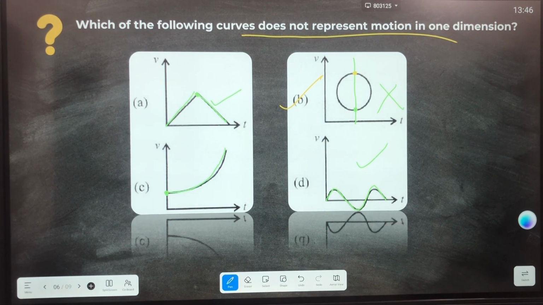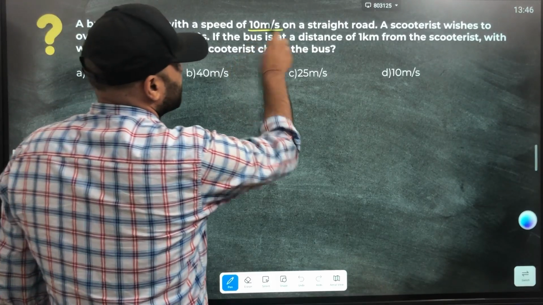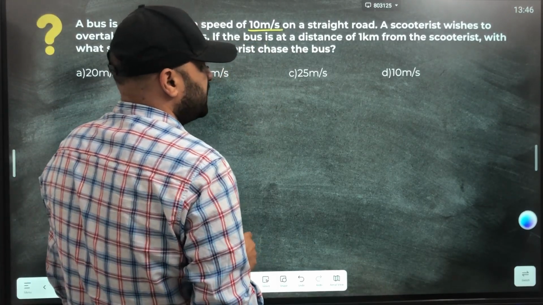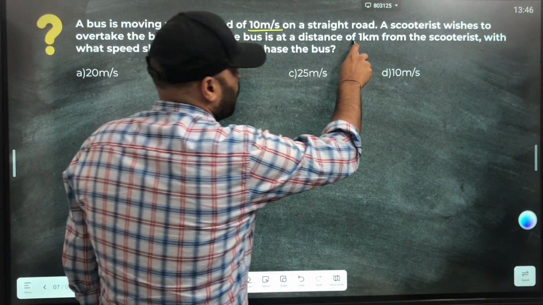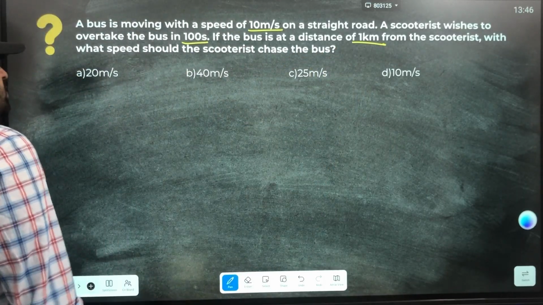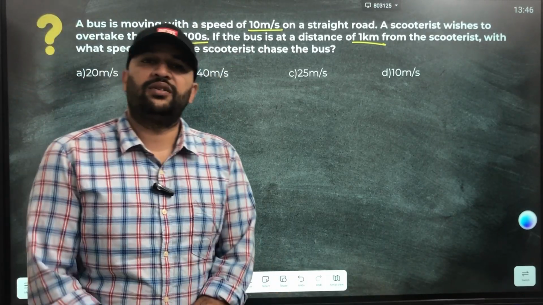The next question is over here. A bus is moving with a speed of 10 meter per second on a straight road. A scooterist wishes to overtake the bus in 100 seconds. If the bus is at a distance of 1 kilometer from the scooterist, with what speed should the scooterist chase the bus? Clear? Let me explain the scenario.